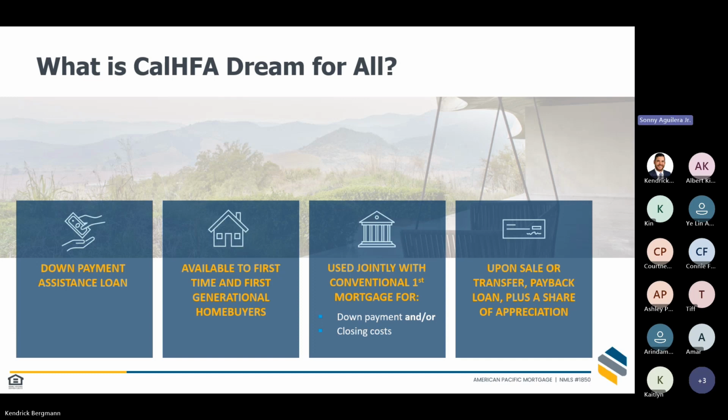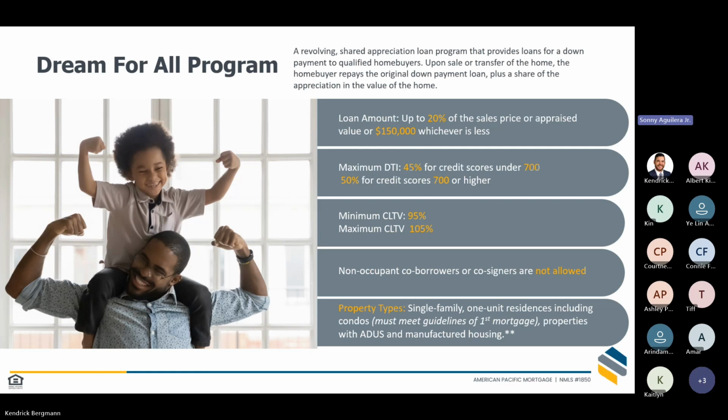Okay. So the Dream for All program, it's a revolving shared appreciation loan program that provides loans for a down payment to qualified borrowers. Upon the sale or transfer of the home, the buyer repays the original loan amount plus a share of the appreciation in value. So, for example, the loan amount will be up to 20% of the sales price or appraised value or $150,000, whichever is less.